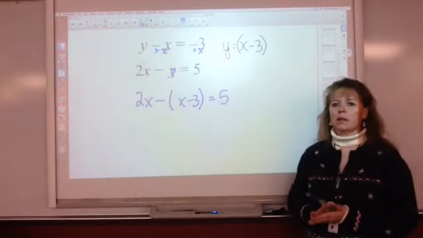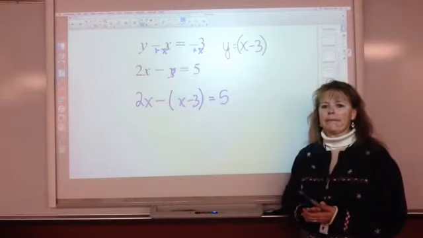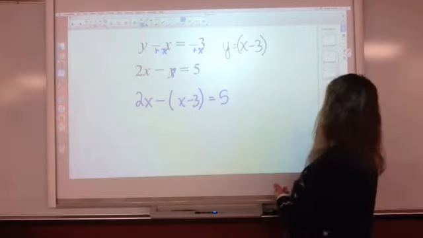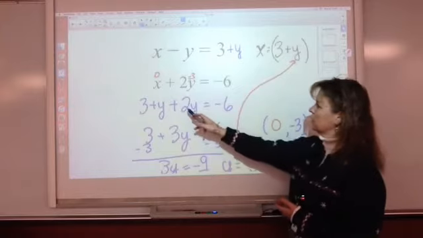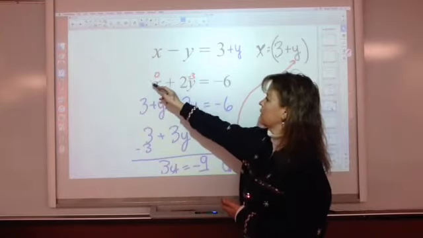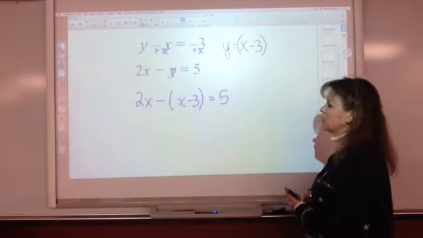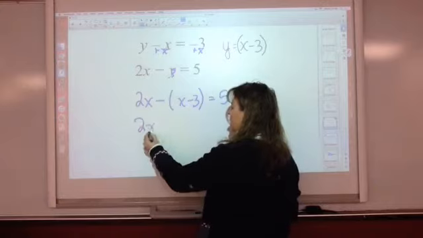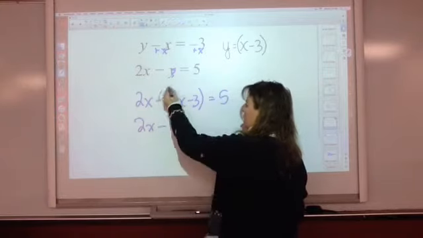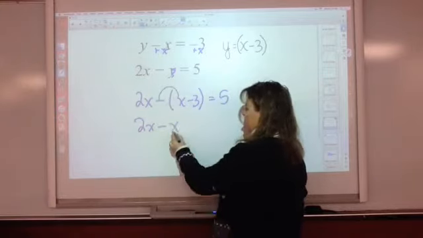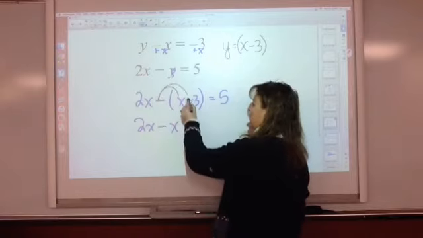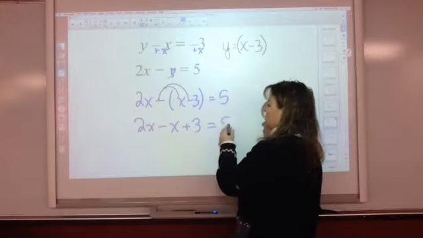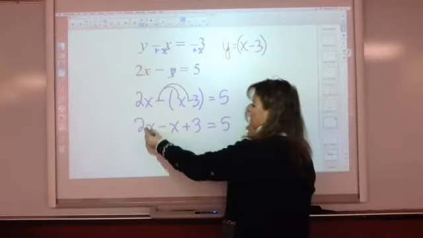Do we or don't we have to distribute right now? Ask yourself that question. Do we need to do the distributive property? Up here in the previous problem, we didn't have to. There was no number in front of the x, and there was also no sign in front of the x. On this one, we have to. You have to distribute that negative. It'll be 2x minus x. And then if you take this negative times that negative, you'll get a positive 3. Distribute that negative first. Now add your like terms.